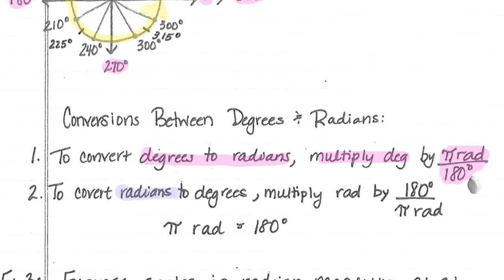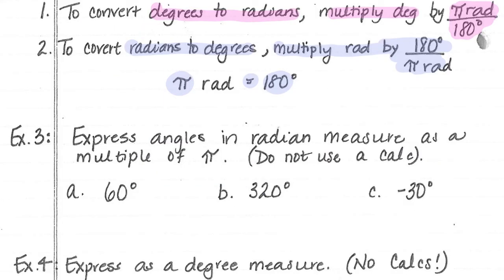To convert radians to degrees, we're going to multiply the radian by 180 over pi. So pi is equal to 180, which we talked about, and we're just going to learn how to convert these quickly. I do express not to use a calculator, because sometimes you will have a quiz and not be able to use a calculator.